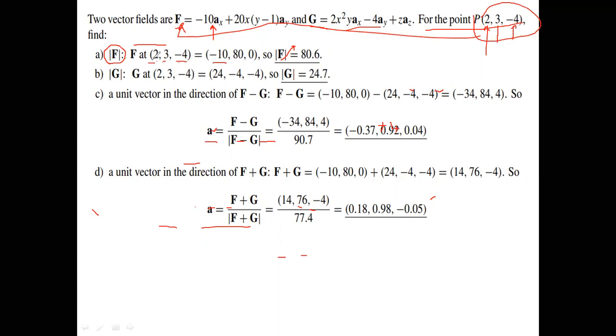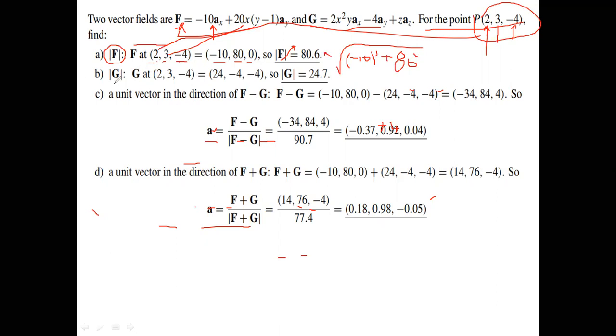20xy minus 20, we will get this. So after putting x is equal to 2 and y is equal to 3, we will get 80, and there is no z component, so z component will be 0. So there is no z, so we cannot put minus 4 against the z. So by finding the magnitude, minus 10 whole square plus 80 whole square plus 0 whole square and square root, we will get 80.6.